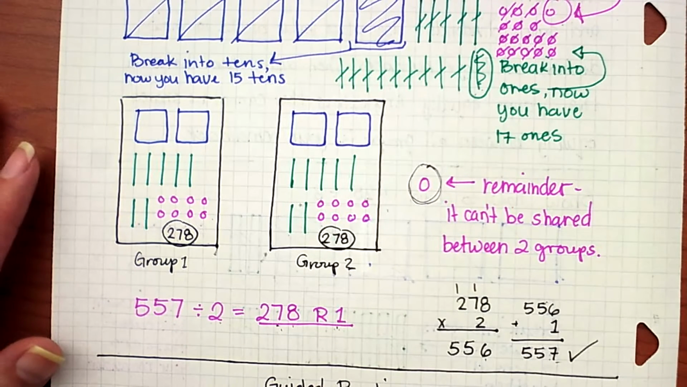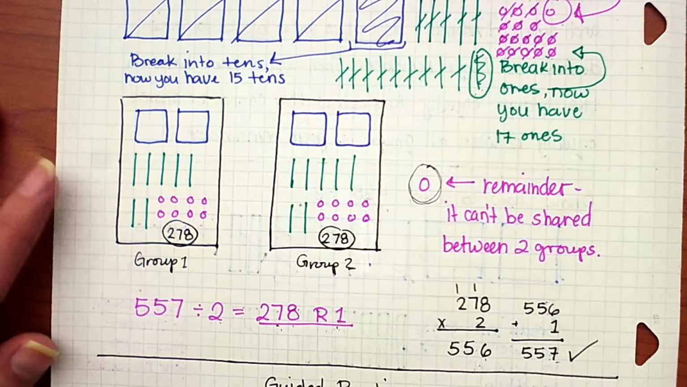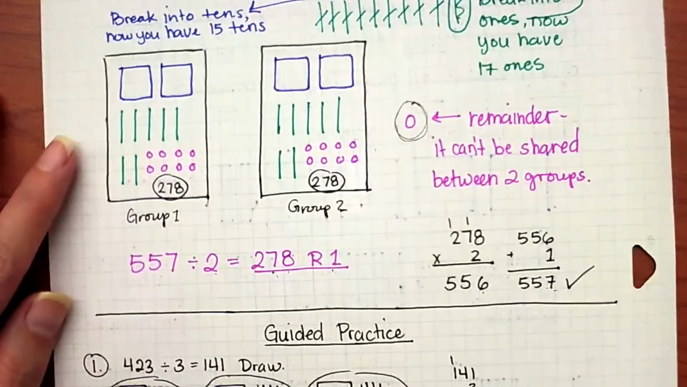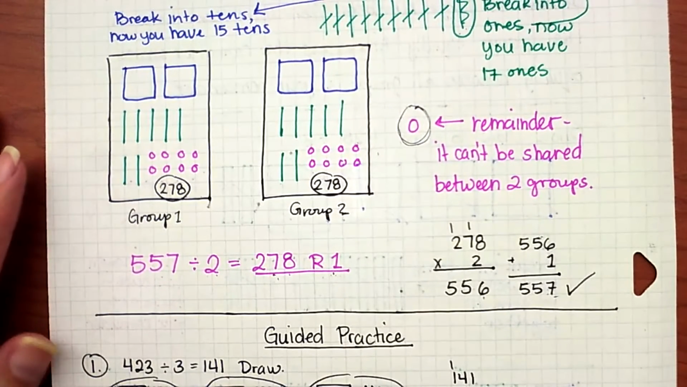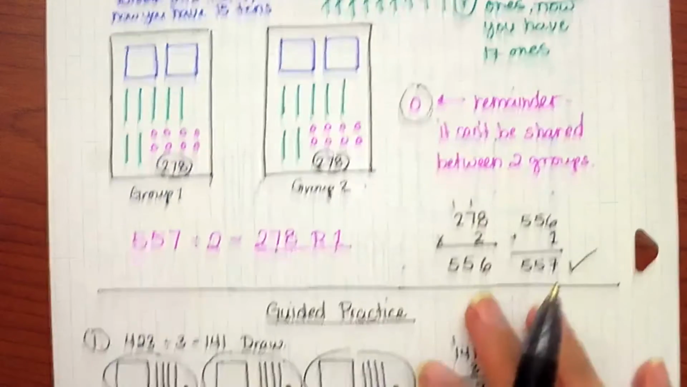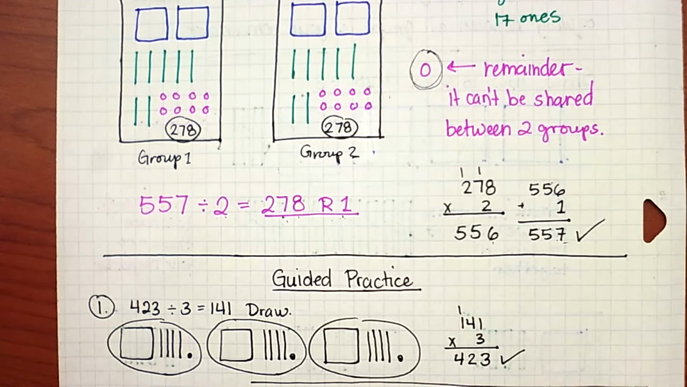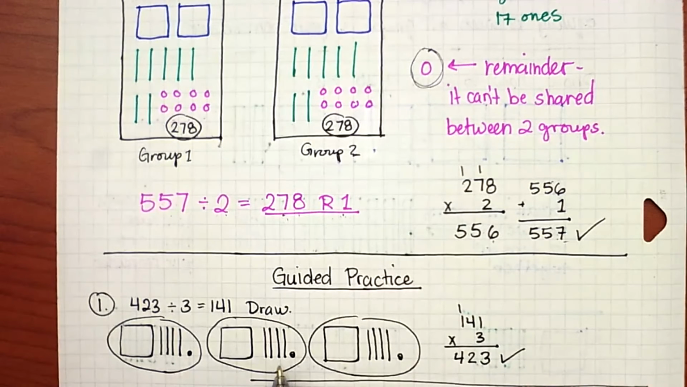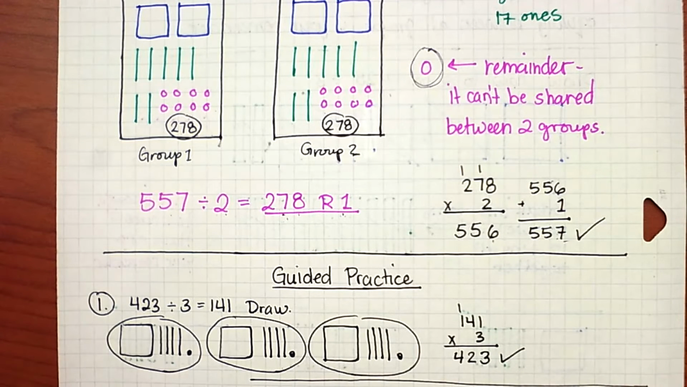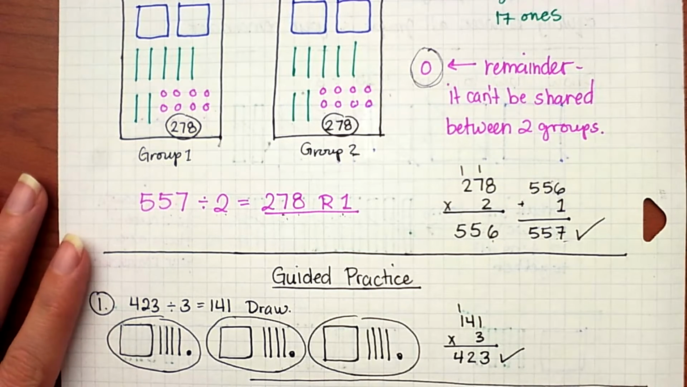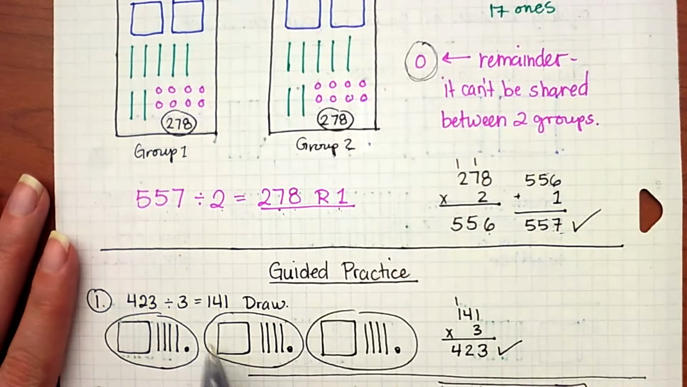Now let's go ahead and take a look at your guided practice for this lesson. Your first guided practice question asked you to draw 423 divided by 3. So I set up 3 groups over here. They wanted you to draw that, and they told you that it's equal to 141.